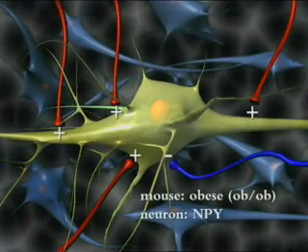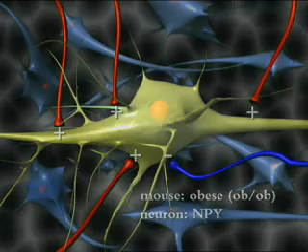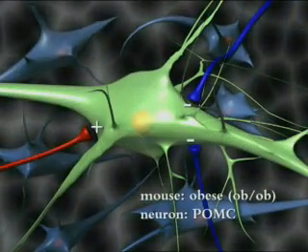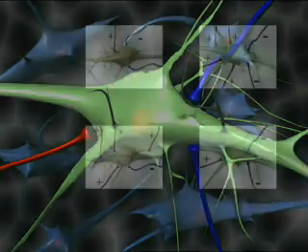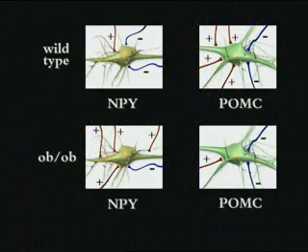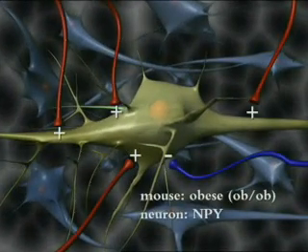Now you look in the obese mouse, and what do you see? More excitatory inputs that would tend to activate the neurons that stimulate feeding, and the POMC neurons that express MSH and that repress feeding, you have fewer excitatory inputs. So you compare obese to wild type, and what you begin to see is the wiring diagram is different in ways that would favor activation of NPY and disfavor activation of the neurons that express POMC, the precursor of MSH.